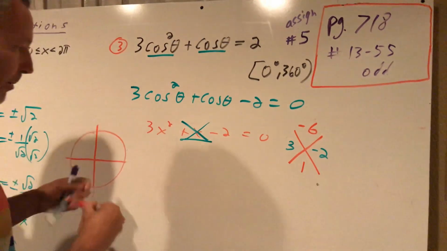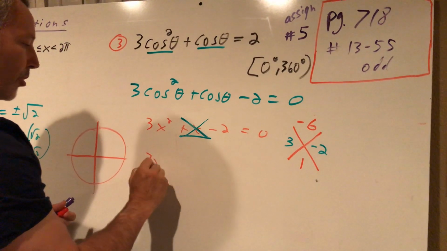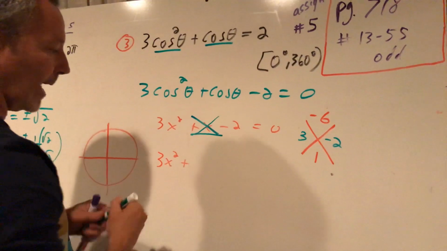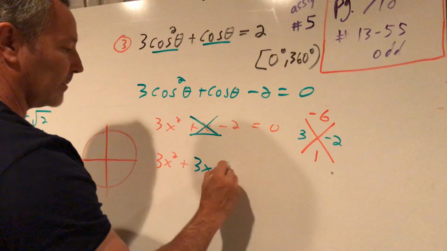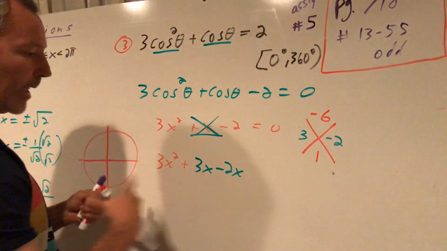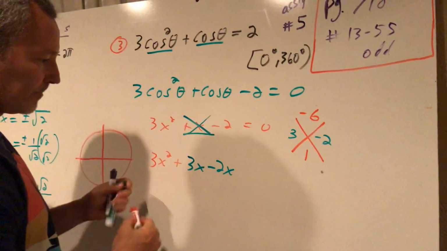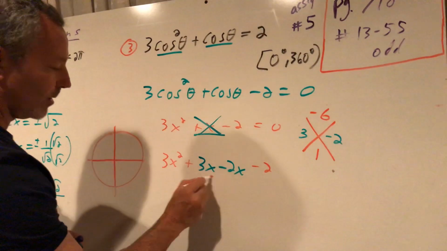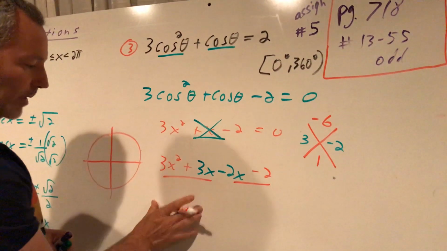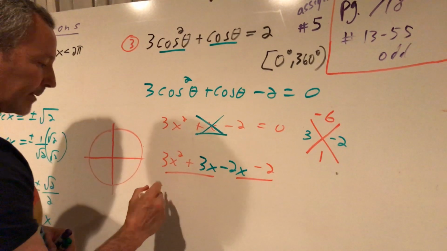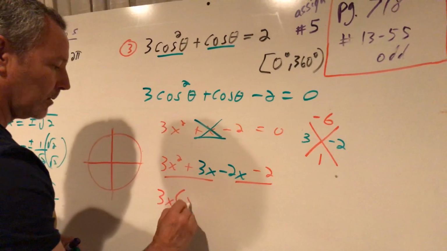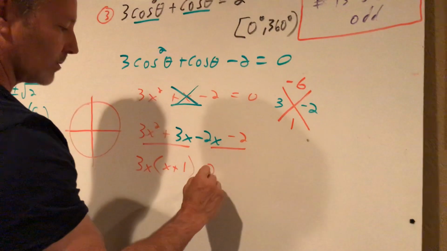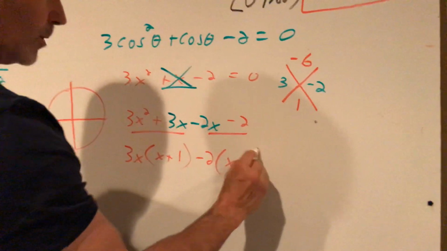So rewriting the problem: 3x squared plus 3x minus 2x minus 2. Notice I have to put the x in there to make them the same as that. And I have a grouping problem now, so I'm factoring by grouping, doing these two. I can take a 3 and an x out here, times x plus 1. Over here I can divide by negative 2 times x plus 1.